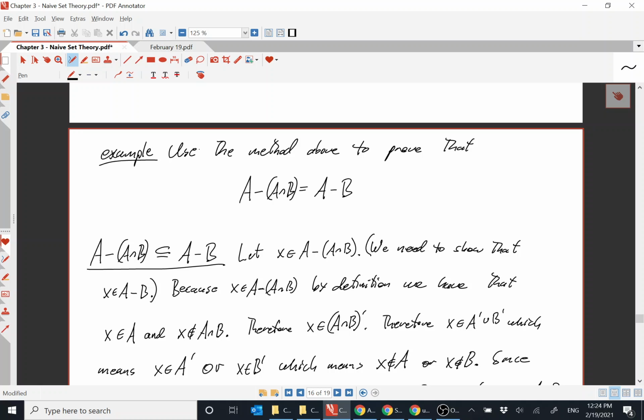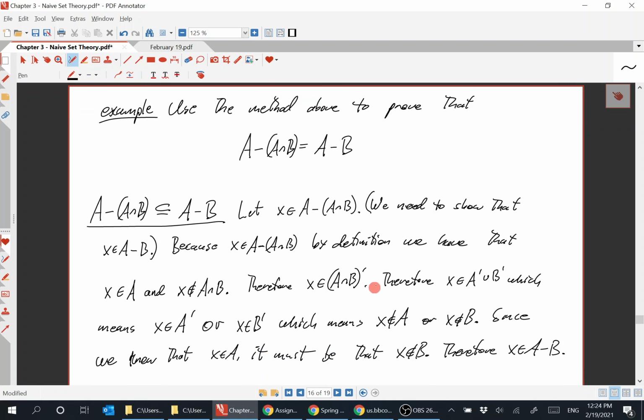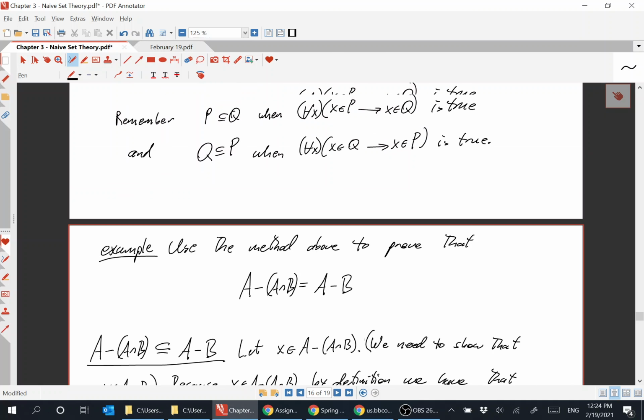Use the method above to prove that A minus (A intersection B) is equal to A minus B. We did that by showing A minus (A intersection B) is a subset of A minus B. And the first sentence of such a proof is this: let X be an element of the first set. And then you argue logically to X is an element of the second set. Such a proof always looks like that.